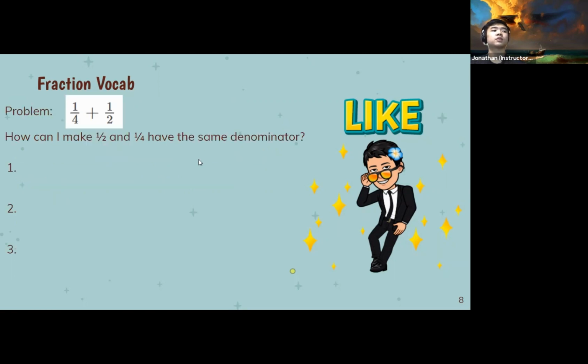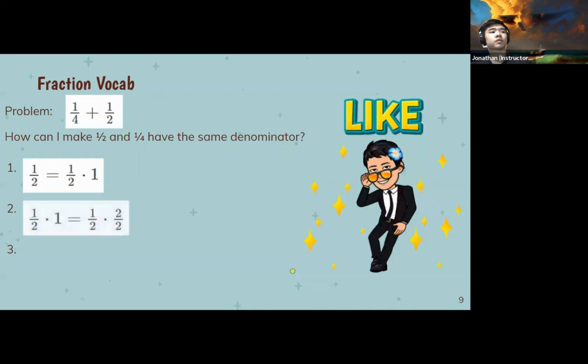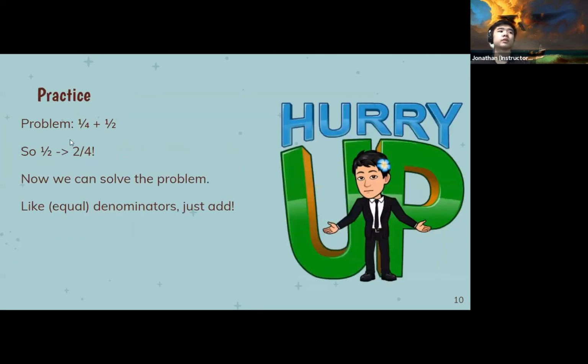For instance, 1/2 equals 1/2 times 1, which is 1/2 times 2/2, which equals 2/4. So 1/2 equals 2/4, and now they have the same denominator. So now we can solve the problem because they have the same bottom number. We just add: 1/4 plus 2/4 equals 3/4.